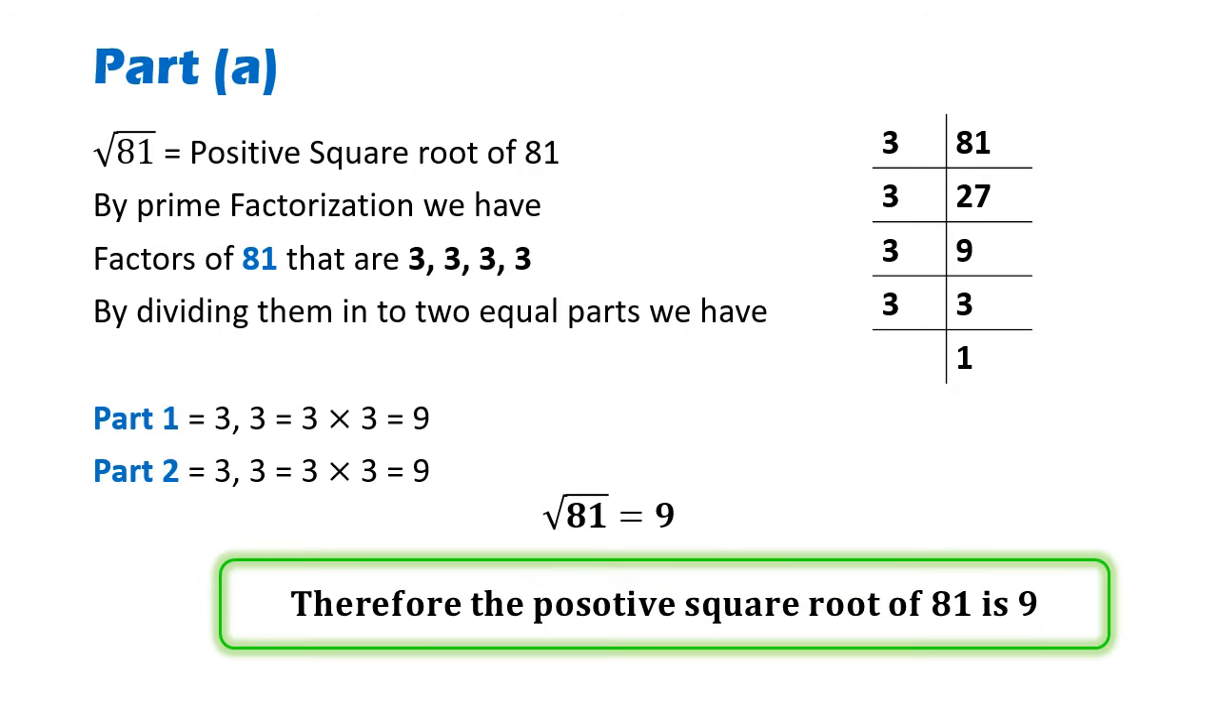Part A. To find the positive square root of 81. First calculate the factors of 81 by the prime factorization method. Factors of 81 are 3, 3, 3, and 3. Then divide these factors equally as shown and calculate the product of each part, that should be the same. In this case the product of each part is 9. Therefore, the positive square root of 81 is 9.